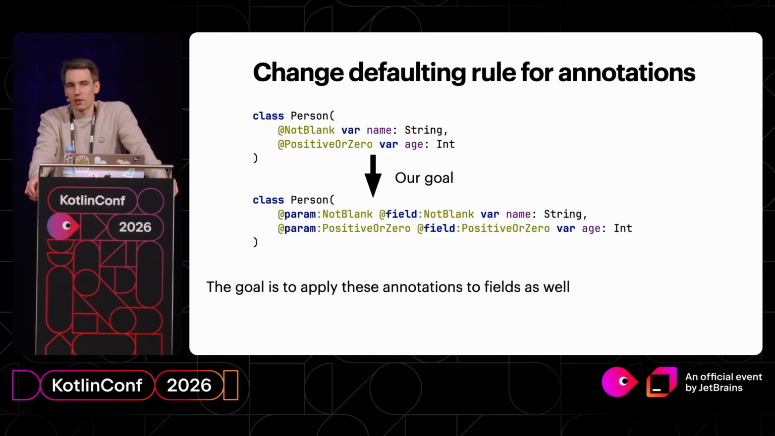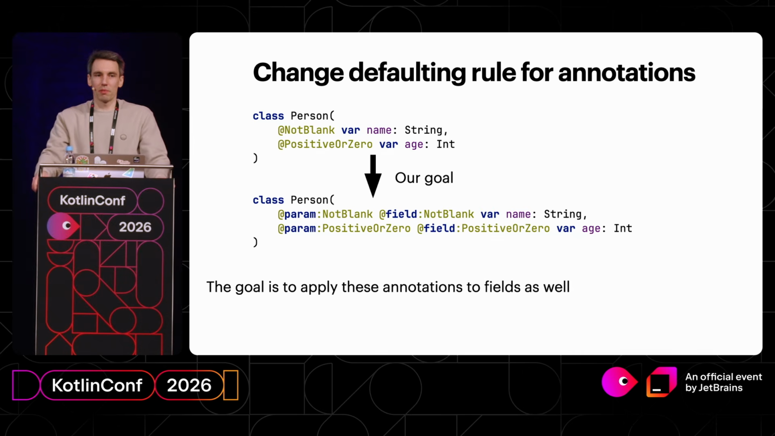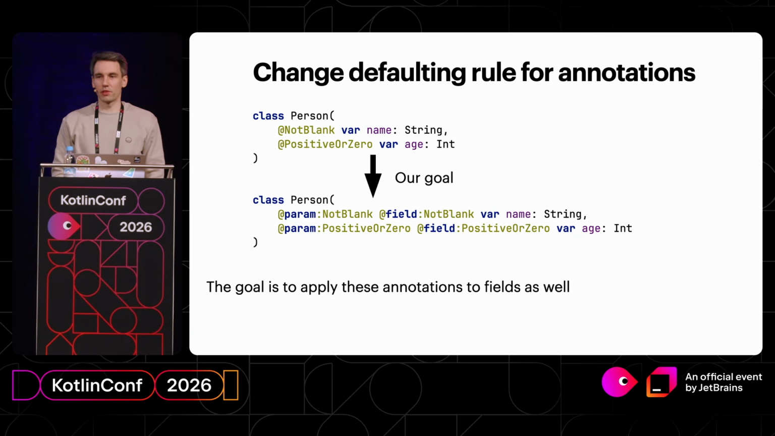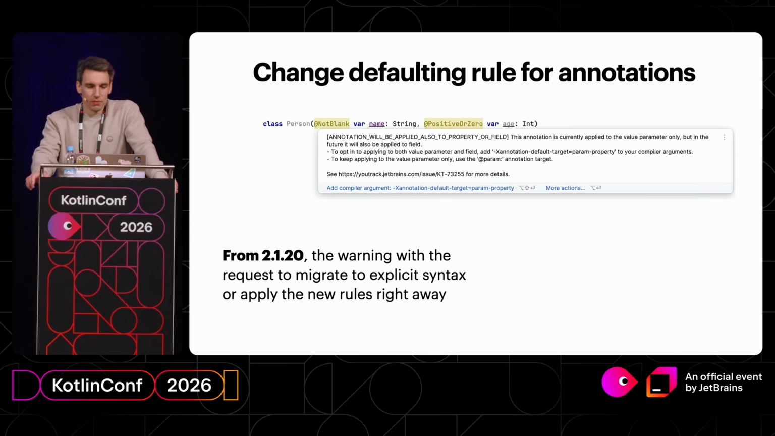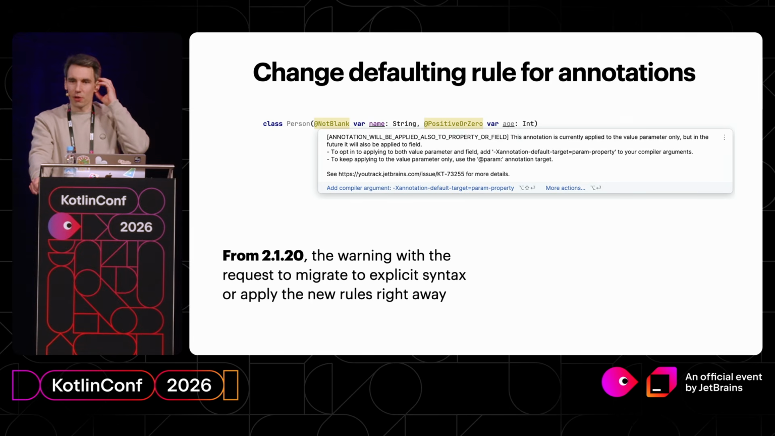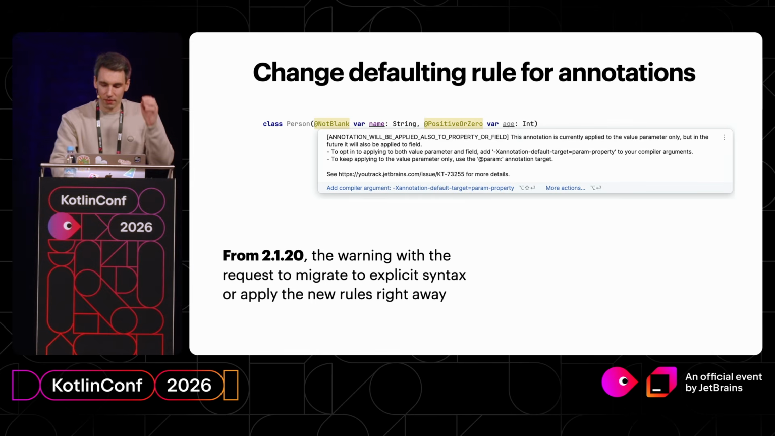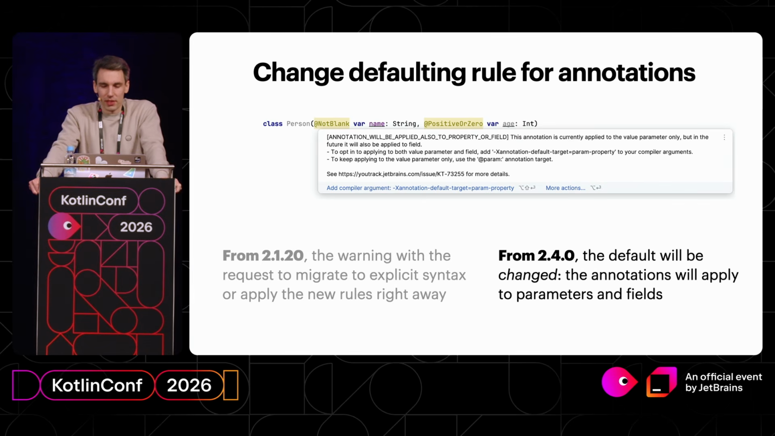And it's a breaking change. It might not be the largest one, but again, some annotation processors have lived with us for many years, and they relied on the existing behavior. They know how to deal with that, and now we are changing that. So we started to be very careful, and starting with Kotlin 2.1.20, you could see a warning asking you to migrate to the full form syntax: specify whether you want to apply it only to the value parameter, or to everything at once, or you can enable a compiler argument that will use the new rules. And in 2.4, the default will be changed.